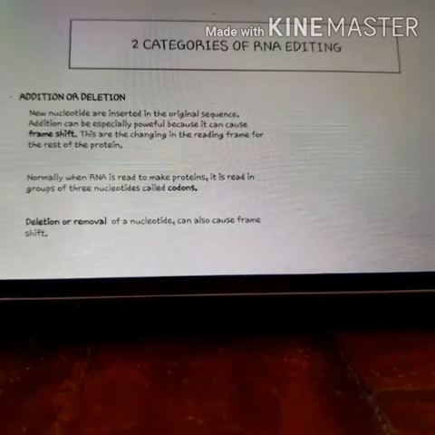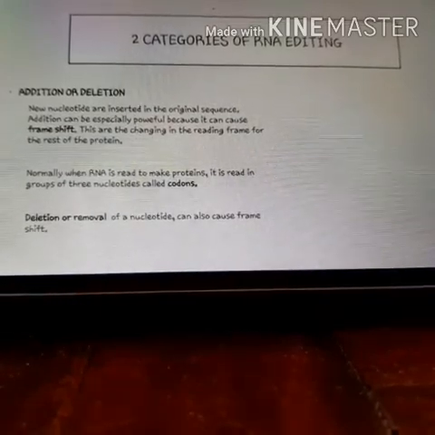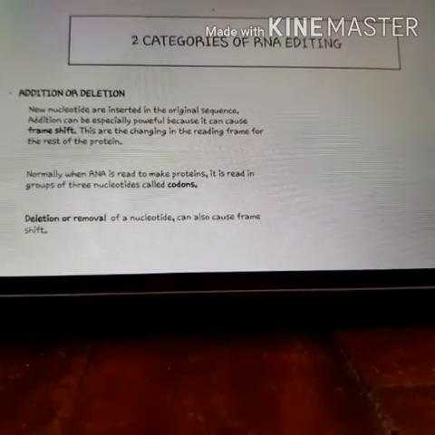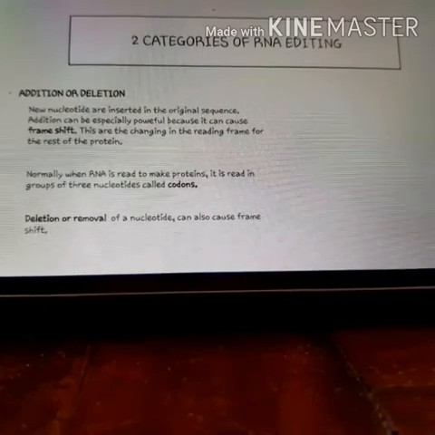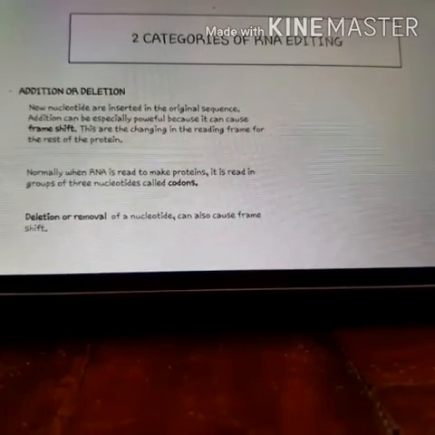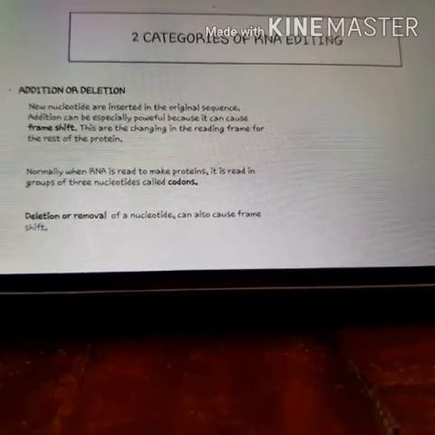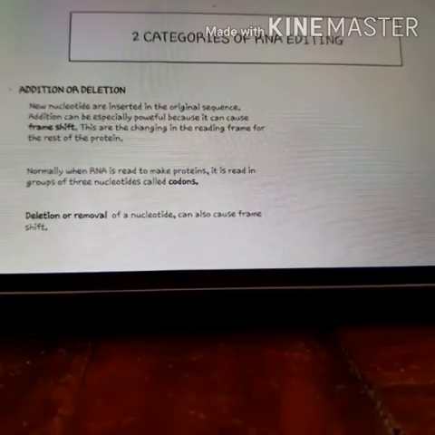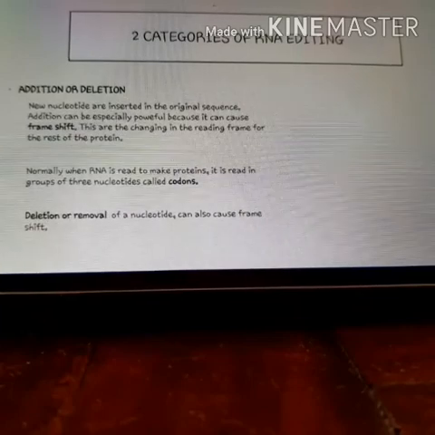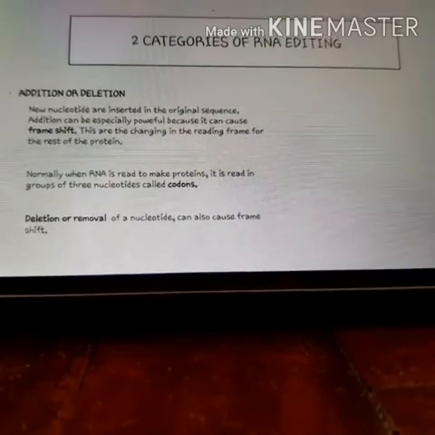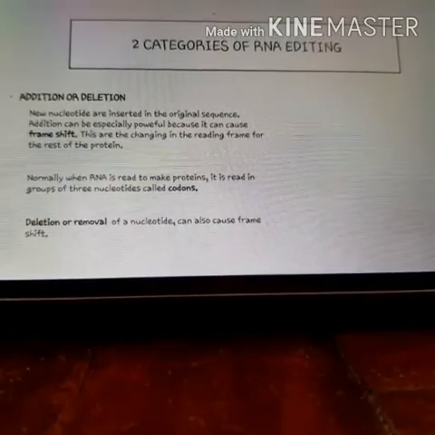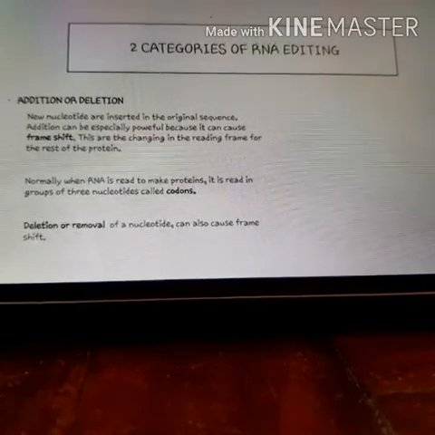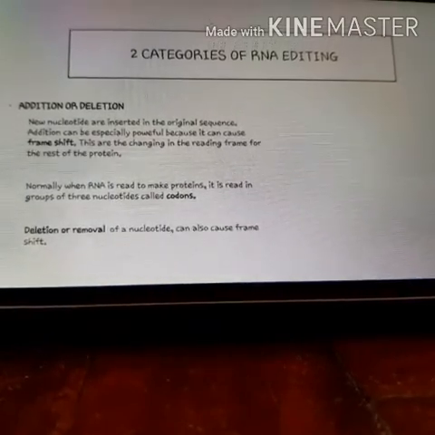As the word implies, in addition, new nucleotides are inserted in the original sequence. So for example, imagine na nagtatype kayo ng message tapos nagkulang kayo ng isang letter dun sa word na tinatype nyo. You happen to add a letter to complete the word. So parang ganun din yung addition. So addition can be especially powerful because it can cause frame shift na madidiscuss natin mamaya.